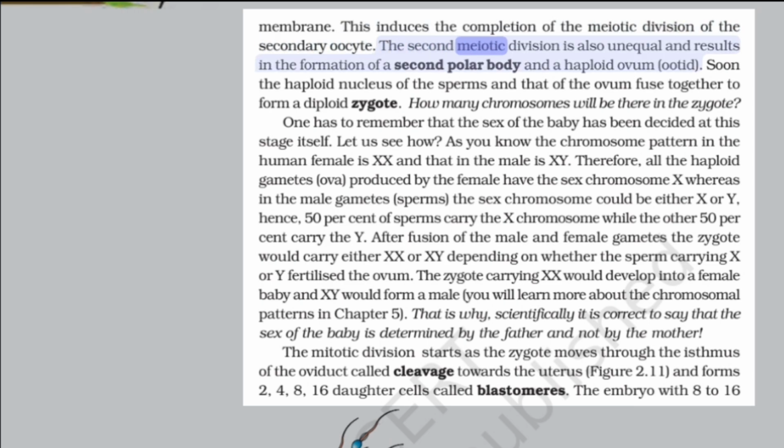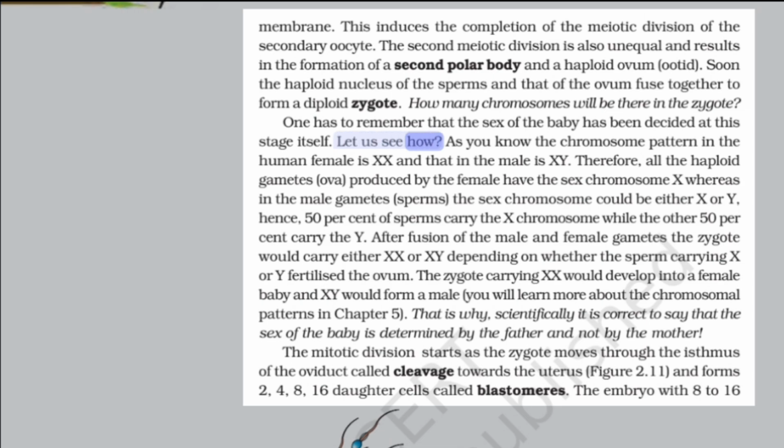The second meiotic division is also unequal and results in the formation of a second polar body and a haploid ovum, ootid. Soon the haploid nucleus of the sperm and that of the ovum fuse together to form a diploid zygote. How many chromosomes will be there in the zygote? One has to remember that the sex of the baby has been decided at this stage itself.